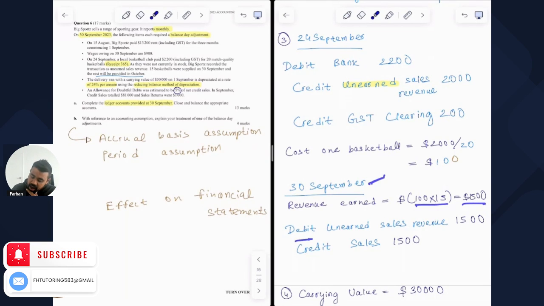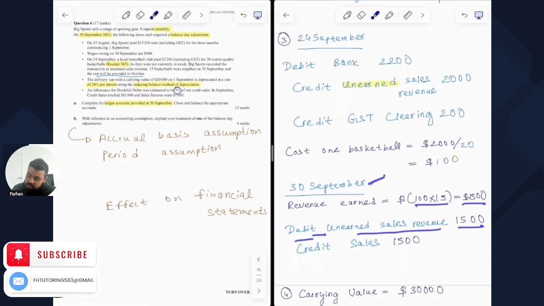So we debit unearned sales revenue by 1,500 because our obligation with our customer who has paid us in advance on the 24th of September is now going down. What I mean to say is the unearned sales revenue, which was a current liability account on 24th September, is now being reduced by $1,500 because we have delivered 15 basketballs. And now that the liability is going down, we have to debit it because when liabilities go down, we debit them. And when liabilities go up, we credit them, right?